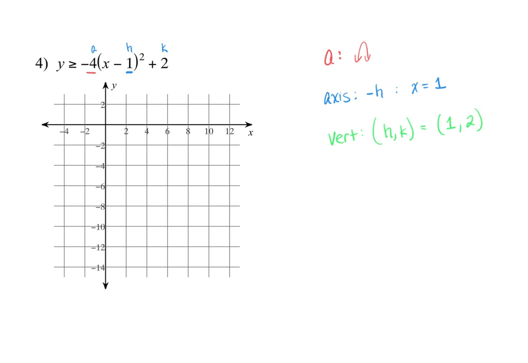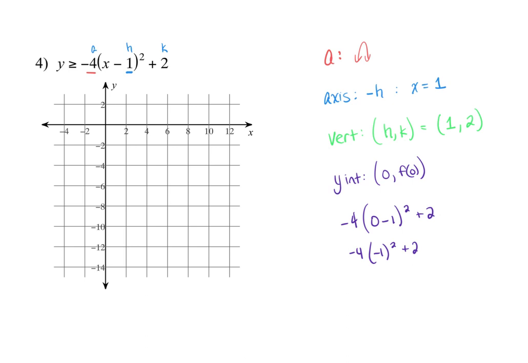The only thing I have to actually calculate when it's in vertex form is the y-intercept. I do that just by plugging in a 0. So my y-intercept is always going to be 0, and then what happens when I plug in a 0? Negative 4 times 0 minus 1 squared plus 2. And then we just do order of operations. 0 minus 1 is negative 1, squared, plus 2.